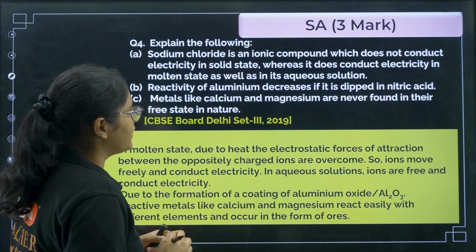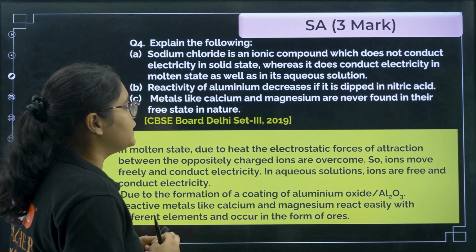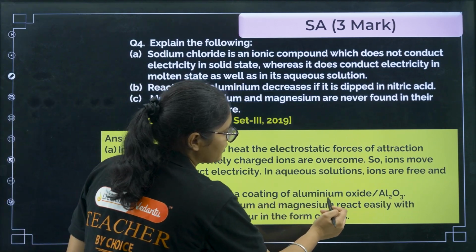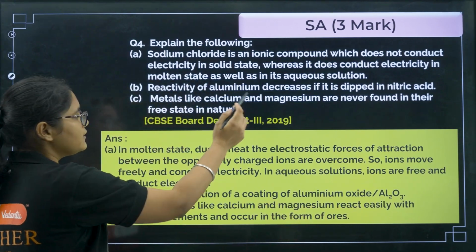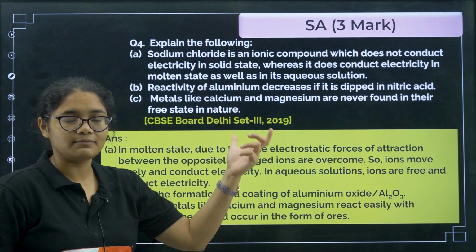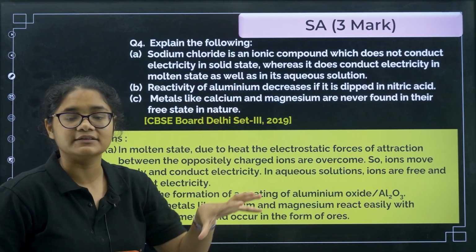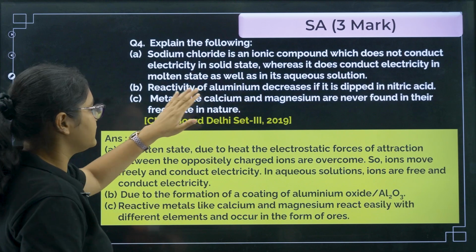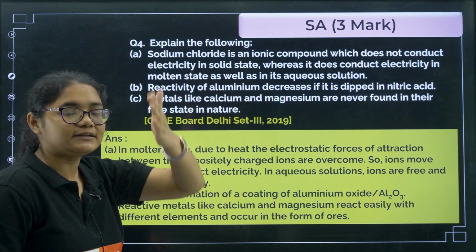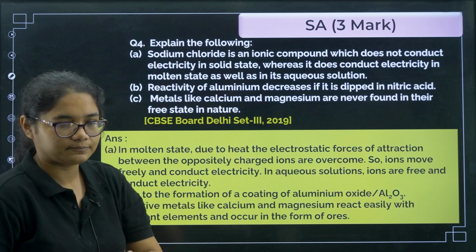Next, reactivity of aluminium decreases if it is dipped in nitric acid. So this is a very important question. This is due to the formation of a coating of aluminium oxide. Nitric acid is a very strong oxidizing agent. It oxidizes the aluminium and a thin layer of aluminium oxide is formed. So that is why the reactivity of aluminium decreases, because now it is not directly exposed, it is covered by the aluminium oxide layer.